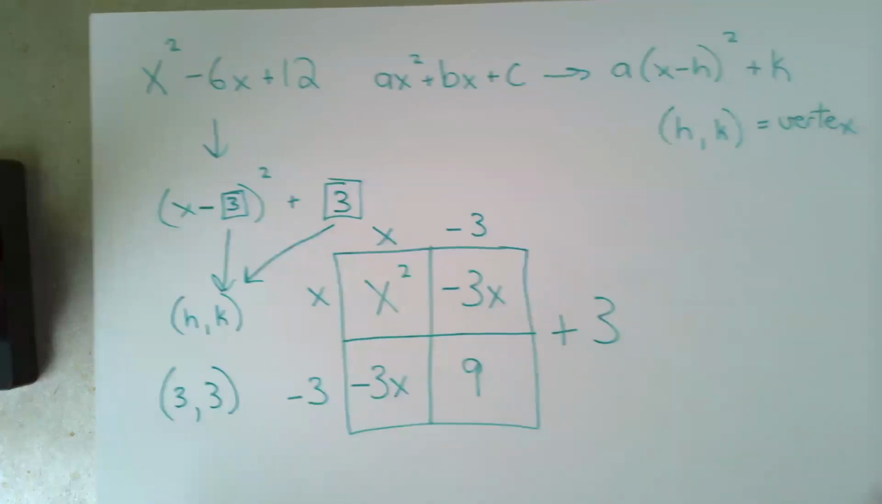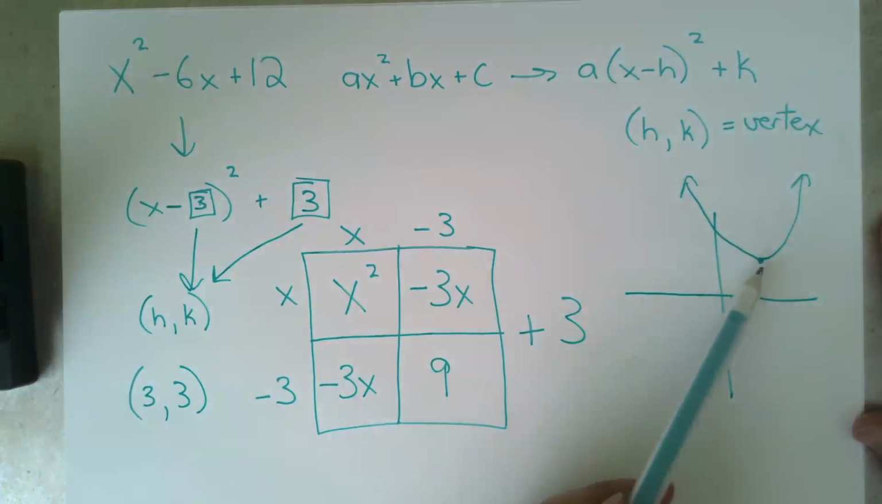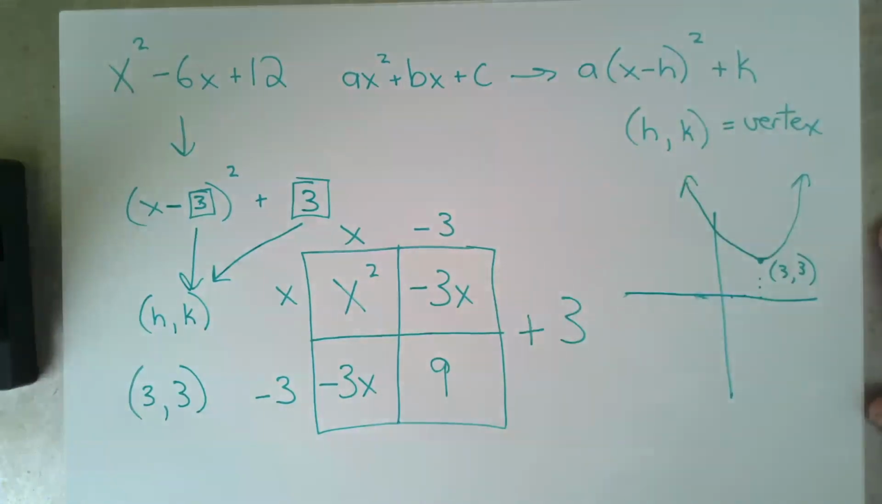And to remind everybody, the vertex is the point where the parabola changes direction. It will always be the lowest or highest point of your parabola. Okay, so there is an example of how to use a 2 by 2 matrix to convert from standard form to vertex form using completing the square.